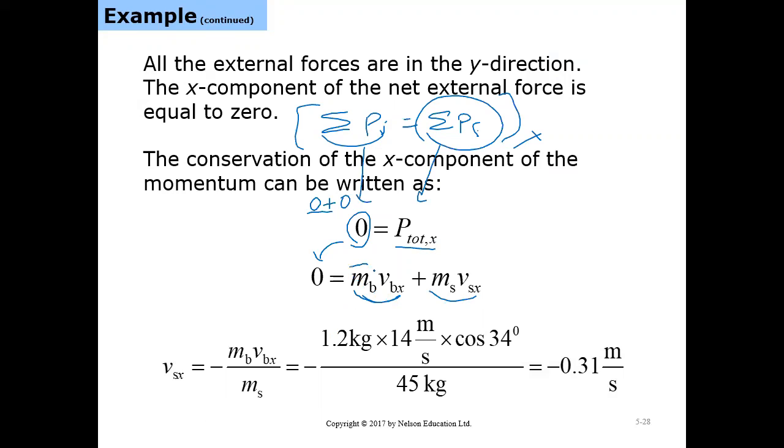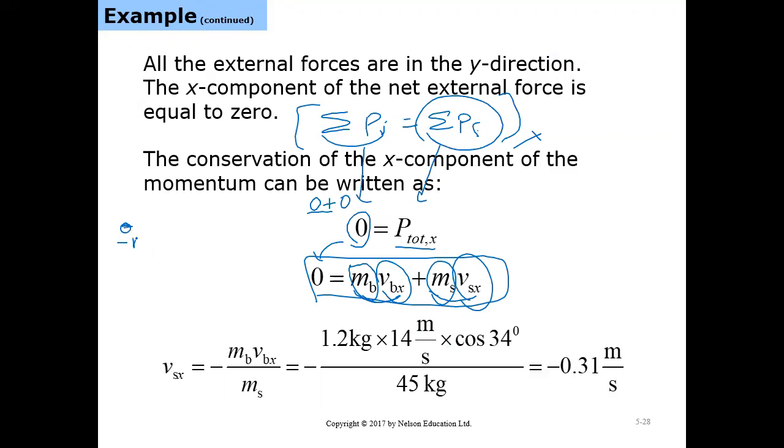This is what? This is the bottle mass multiplied by bottle velocity in the x direction. This is the skater mass multiplied by skater velocity in the x direction. So that is the total momentum. So we say 0. Now we substitute. Now you do some algebra here. So I'm going to show you what happened.